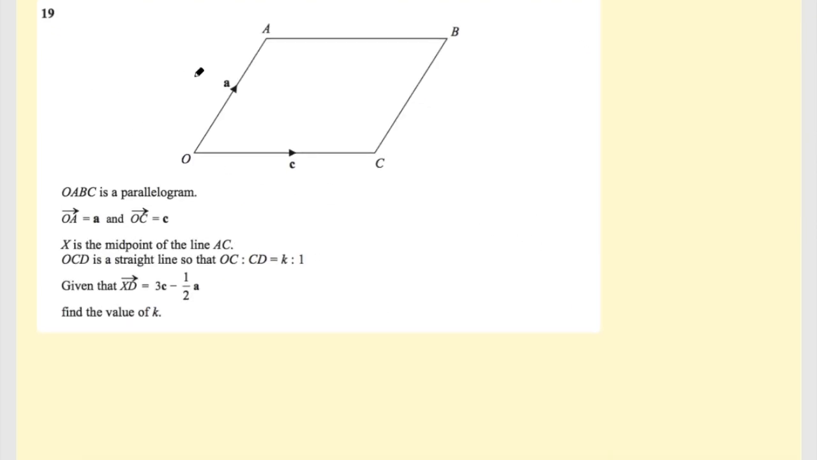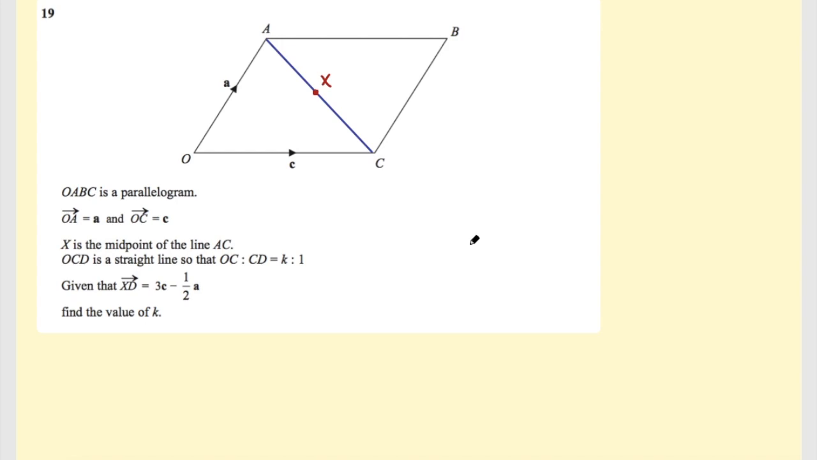Okay, so question 19 says OABC is a parallelogram. The vector OA equals A and the vector OC equals C. X is the midpoint of the line AC. Okay, so AC is here, and X is the midpoint of that. OCD is a straight line such that OC to CD equals K to 1.